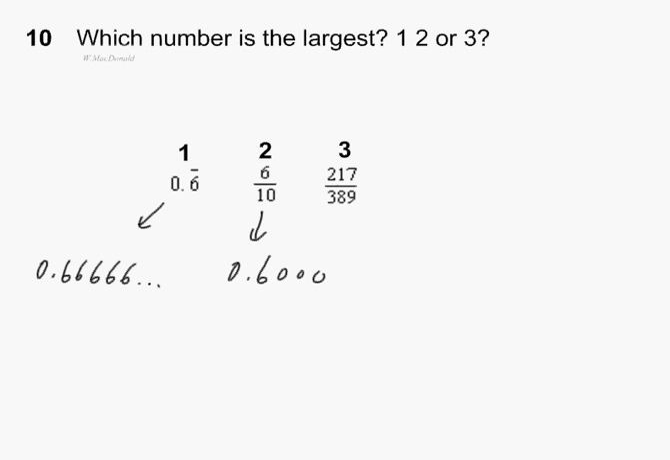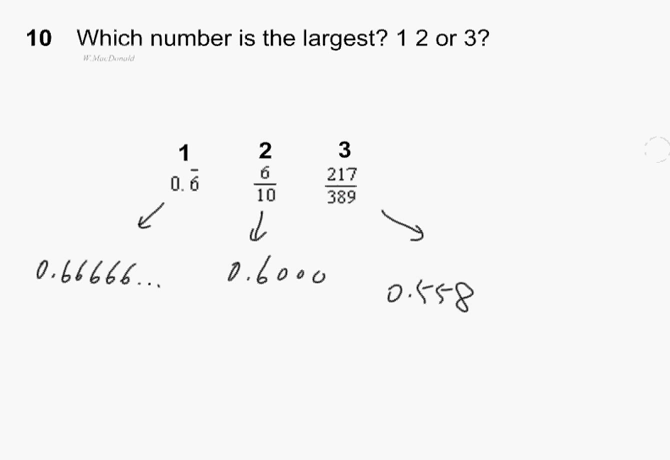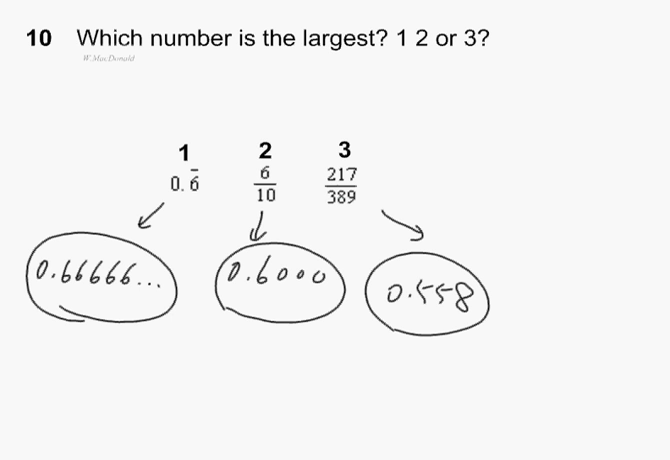And the last one, 217 over 389, I need a calculator to figure out what decimal this is. So I'm going to convert it by taking my numerator, dividing it by my denominator, and that gets me 0.55. I'm going to round up to 8, roughly. So all 3 of these change to decimals. I can clearly see now that this is the larger number of all 3 of them. This is the second largest, and this is the smallest. So the answer is 1 is the largest. But remember, you had to prove why. So I had to show all that work.